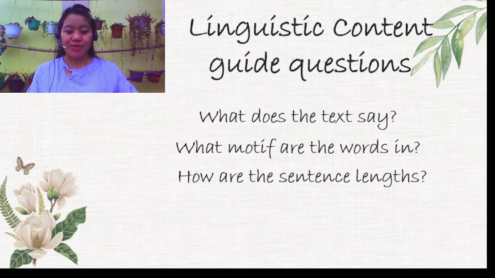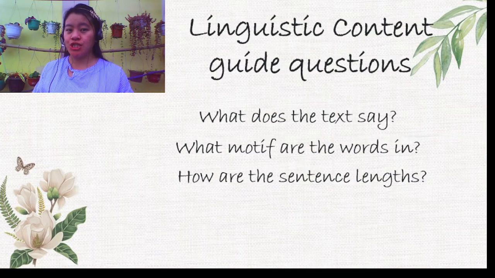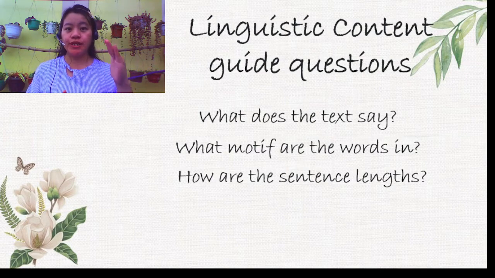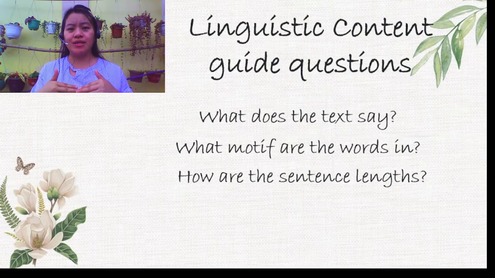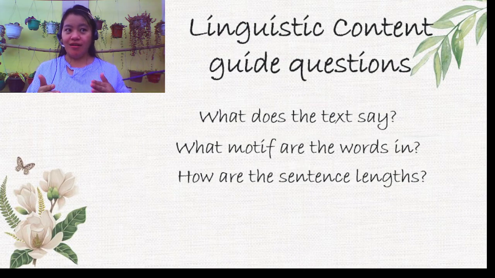And on that note, we have here some guide questions. So again, what does the text say? What motifs are the words in? Such as, for example, let's take Edgar Allan Poe's work. Without knowing anything about Edgar Allan Poe, we can deduce by just looking at the title of his works that he is not going to be talking about rainbows and unicorns and happily ever afters, because his works come with titles like The Cask of Amontillado, Raven, Alone. These are not happy words. These are on the sadder side of human emotion, and that is what Edgar Allan Poe is known for.